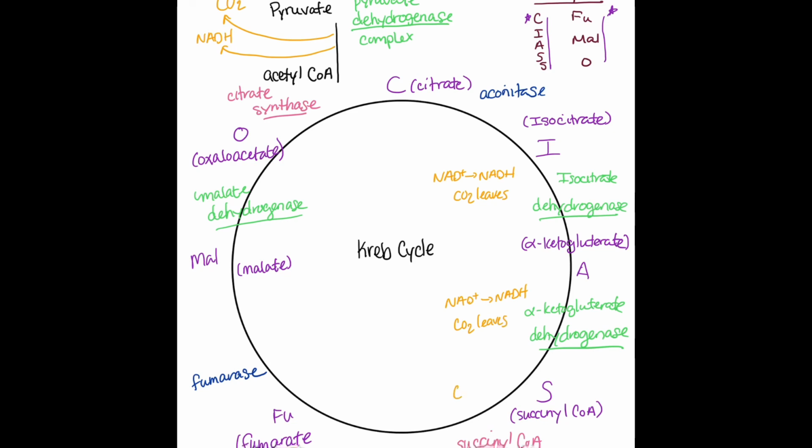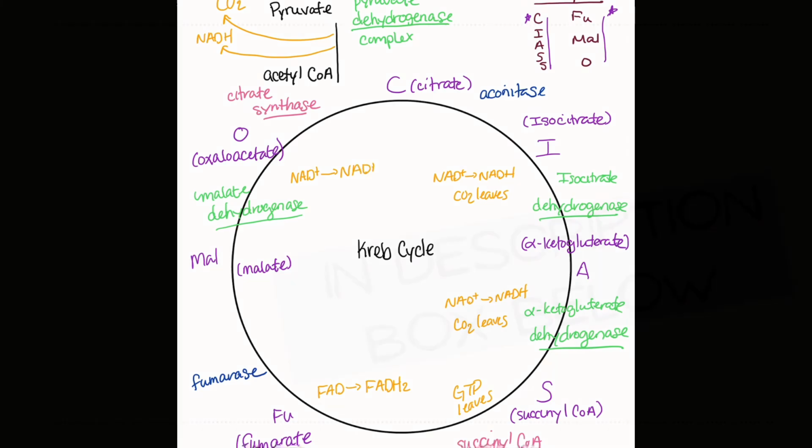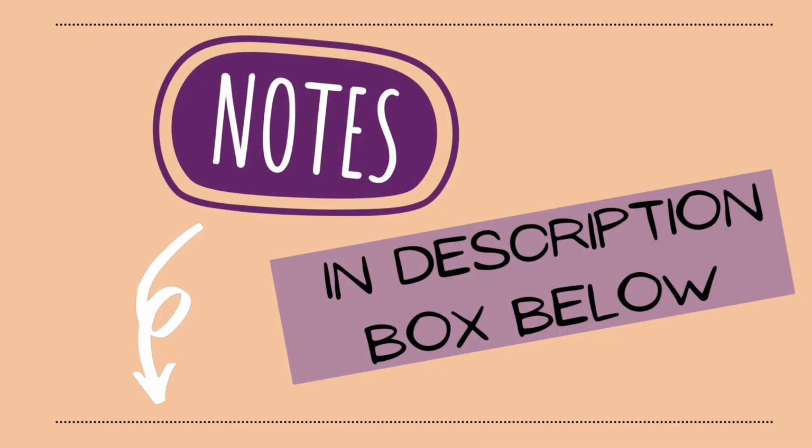Between succinyl-CoA and succinate, energy is produced by substrate-level phosphorylation. Now succinate is oxidized to produce FADH2 from FAD. And malate is oxidized to produce NADH from NAD+.